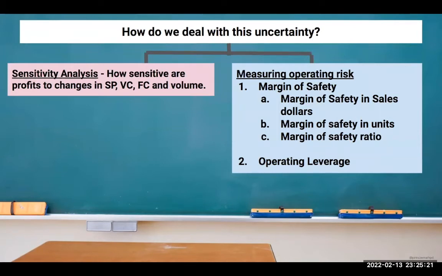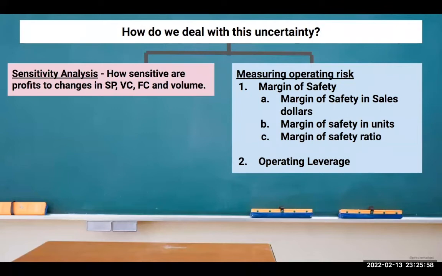The next slide deals with uncertainty. How do we deal with uncertainty? When you think of a business, a company, there are a lot of uncertainties in business. Sensitivity analysis talks about how sensitive profits are to changes in selling price, variable costs, fixed cost, and volume. We can also measure our operating risk using two approaches, margin of safety and operating leverage.